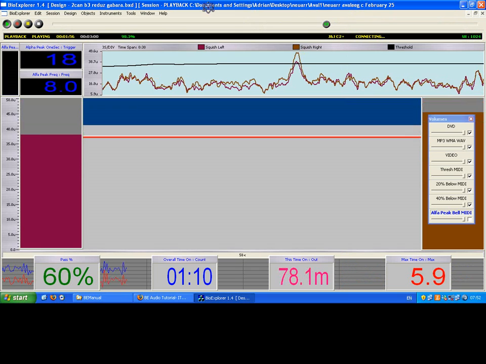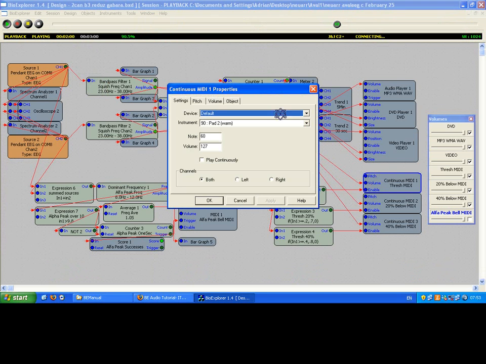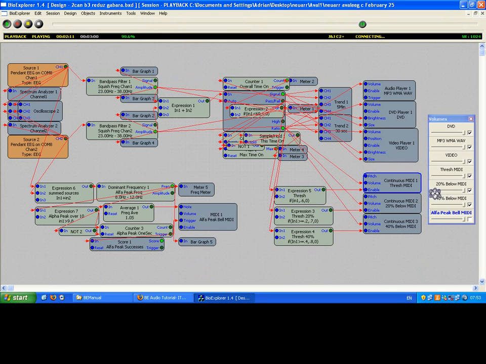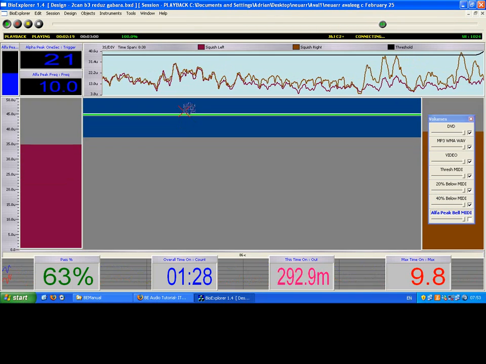The farther I go below the threshold, the higher the volume will go because I'm feeding the volume tab, and I'm saying that from 0 to 20% below, it's going to give me a volume from 30 to 100, and so on and so forth with each one of them. So it hits at a low volume, and as it continues further below the threshold, I'm going to get a larger volume.